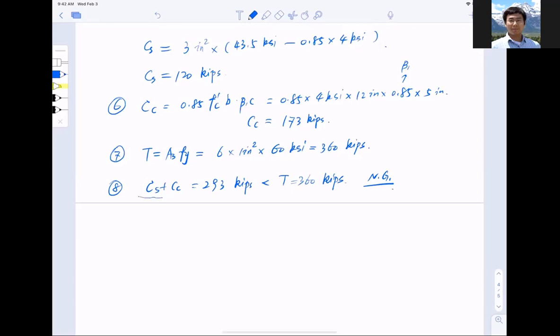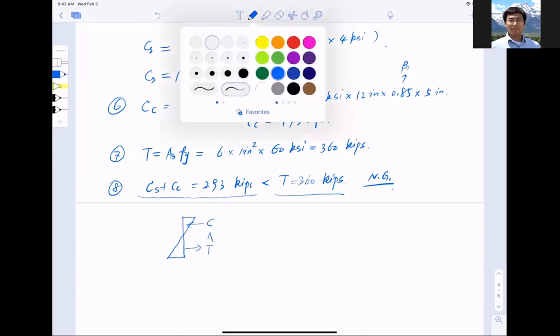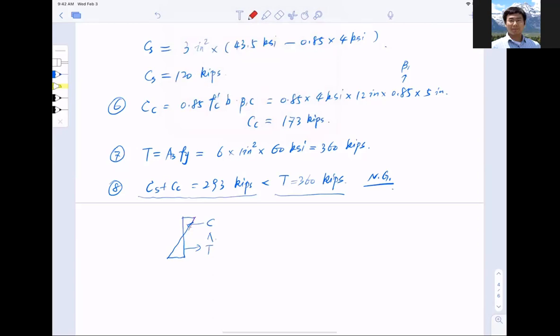So what are we going to do? Look, compression is smaller than tension. Think about it in your head, I have the strain distribution like this. Essentially, the compression side is smaller than the tension side. When that happens, you increase the compression to balance it out. So in this case, I would say increase compression zone C and return to step 3. Remember, return to step 3.